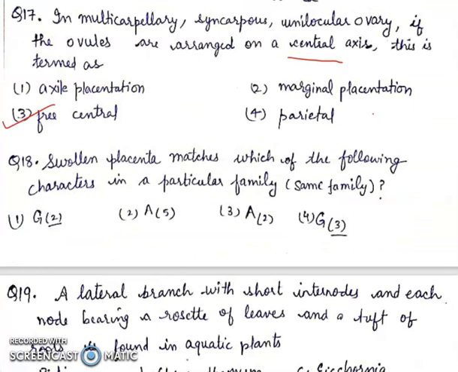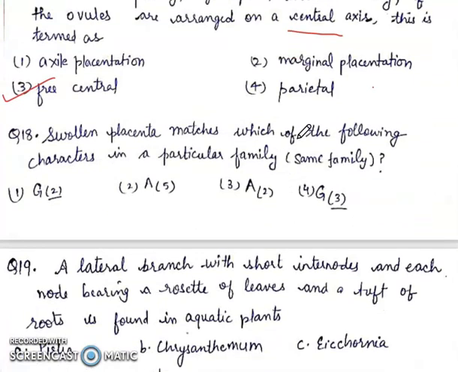Question 18. Swollen placenta matches which of the following characters in a particular family? मतलब किस फैमिली में swollen placenta होता है, उस फैमिली का एक फीचर हमें इन चार ऑप्शंस में से ढूंढना है. So swollen placenta is found in Solanaceae family and G2 will be the condition of Solanaceae family. So right answer is first.